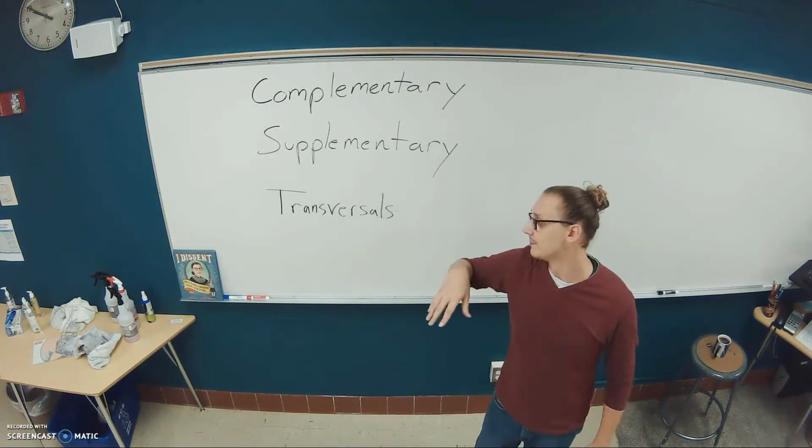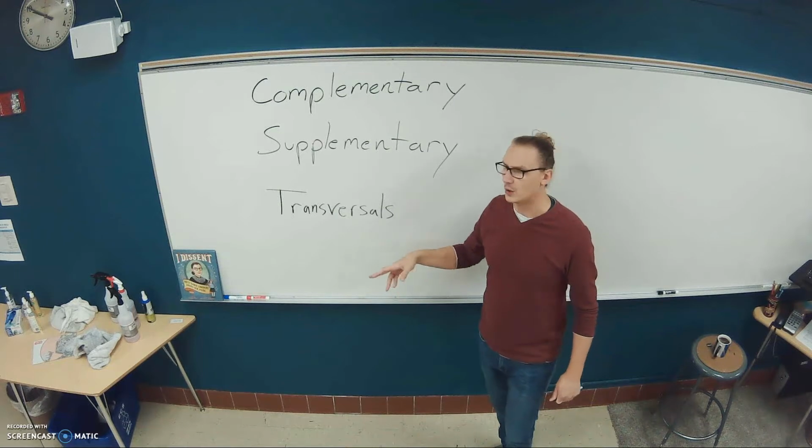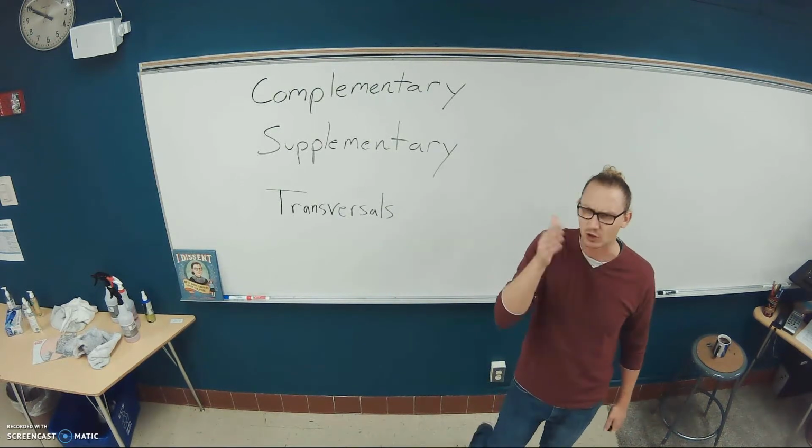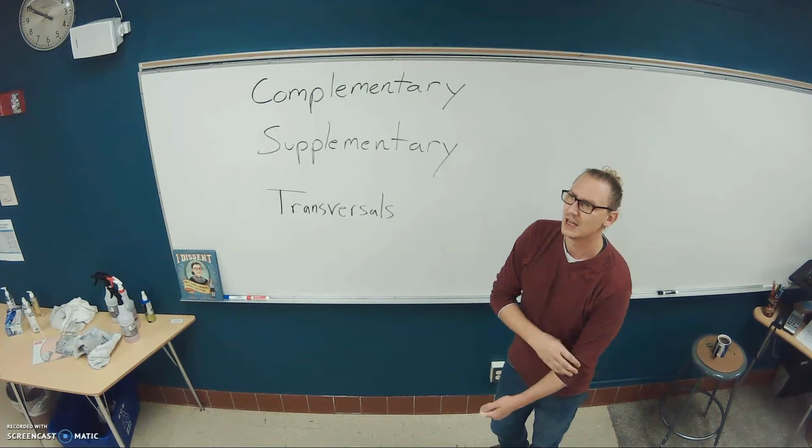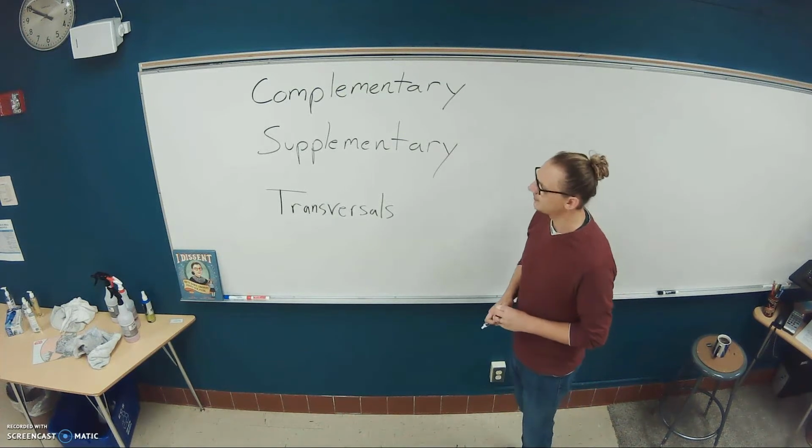The first two vocab words are going to help us talk about some of the angles, and the third word, transversals, is something that creates angles, rather, that we'll need to be familiar with over the next couple of days. And then we'll talk about parallel lines just a little bit.